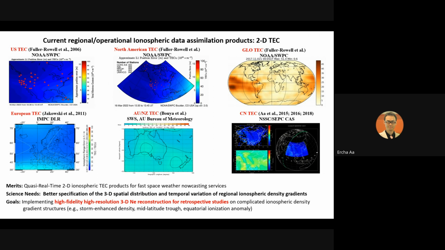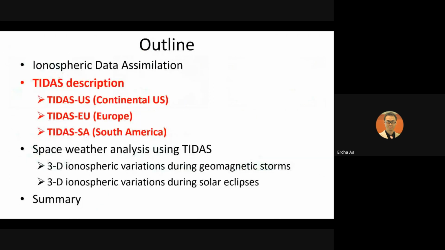So we still have the science need to have a better specification of three-dimensional spatial distribution and the temporal variation of the electron densities. So our goal is to do a high-fidelity, high-resolution, three-dimensional electron density reconstruction for better retrospective studies. So that's another motivation for us to develop TIDAS. Okay. So with all these motivations, we have developed the TIDAS data simulation system.